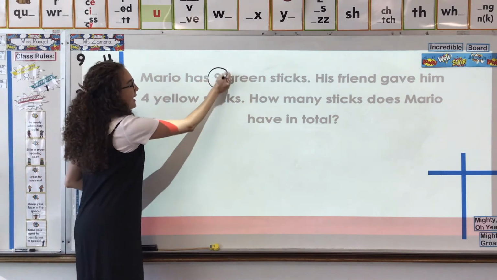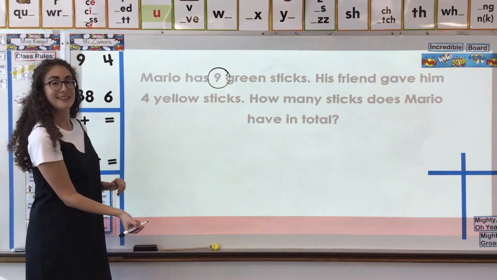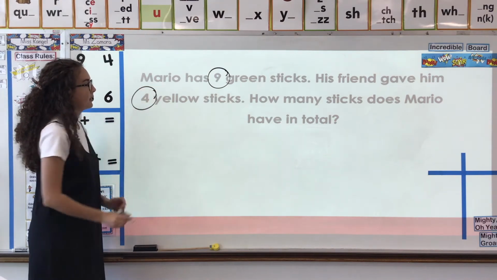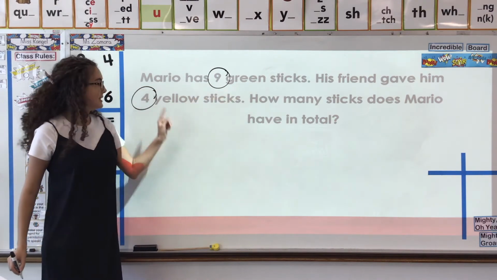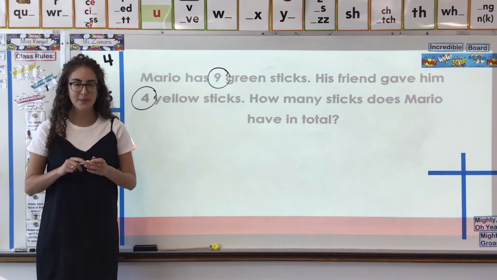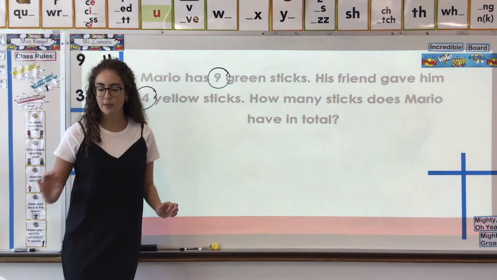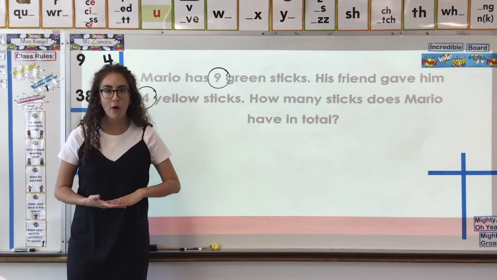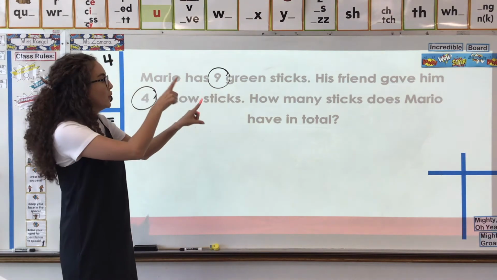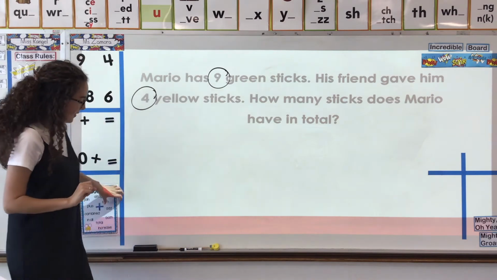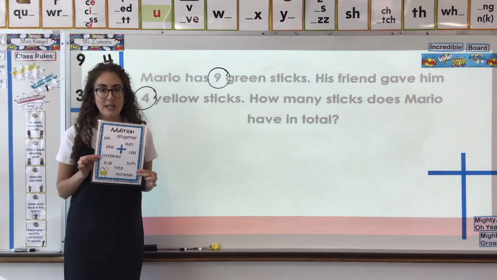We're going to be having a 9 and a 4. There's 9 green sticks and 4 yellow sticks. So that's an important part of our word problem. The second thing we want to look for is those clue words. So this is where you're going to need your clue sheet.